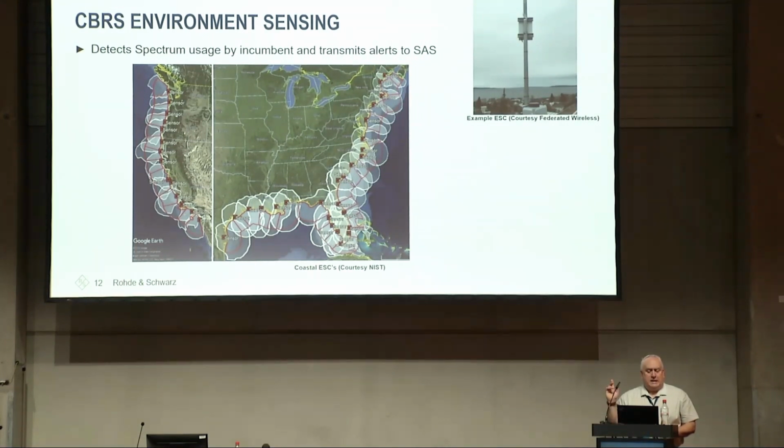And so what happened was a series of environmental monitors. This one here is from Federated Wireless, as you can see up there. And because we're talking about Navy radars, it's not surprising to see that most of these environmental sensing capabilities, or ESCs, are along the coast of the US. And so the idea is that as a ship comes into view that is operating in the band, the sensors detect that, they send a message to the SAS, and then the SAS tells the tier 2 users and the tier 3 users, hey, back off. There's someone using the spectrum and you don't have priority anymore. So it's a cooperative spectral sharing idea.